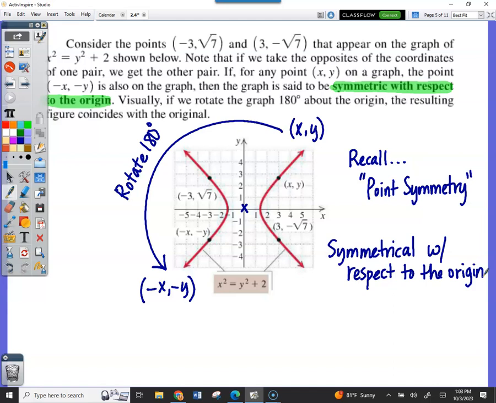Is that graph a function? No. Drop a vertical line. Does it pass the vertical line test? No. So it's not a function.